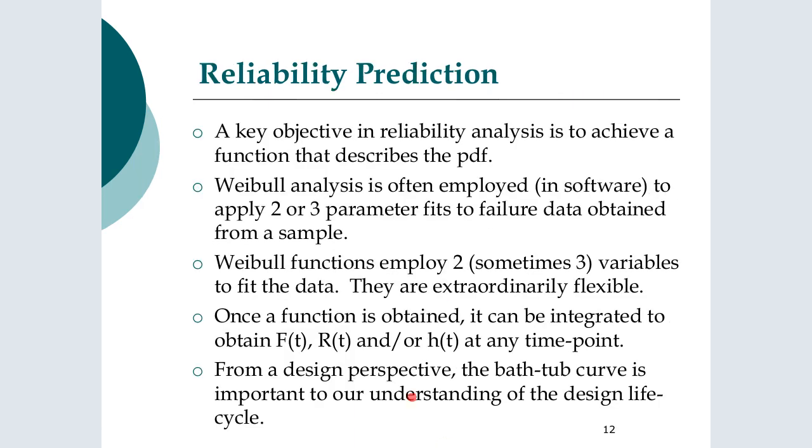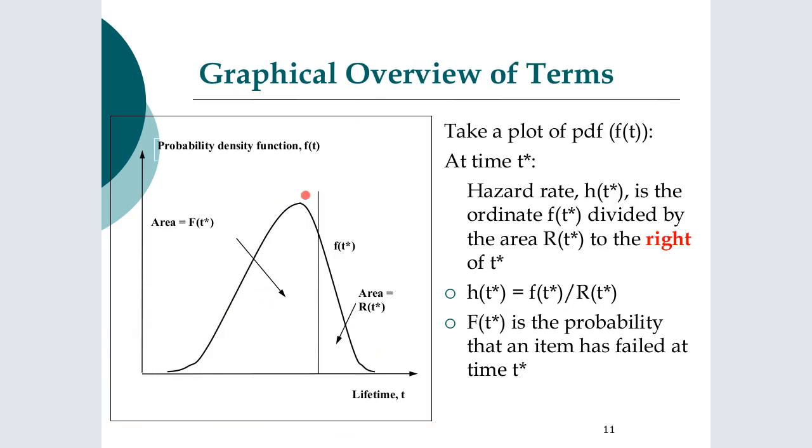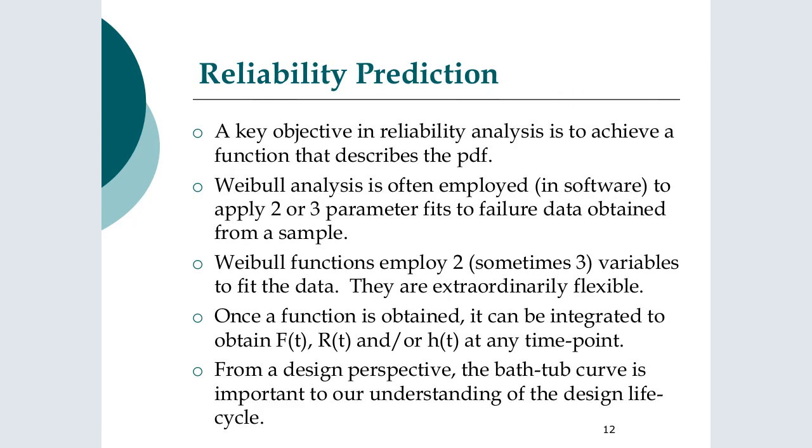Now, in reliability work, the objective really is to get some sort of a description of the PDF function. So we want some kind of a curve fit, or generate this from data, so that we're able to fit a reasonable equation to it and end up with an expression for the PDF. And once we have that, we can determine what F of t, r of t, or h of t are at any time point.